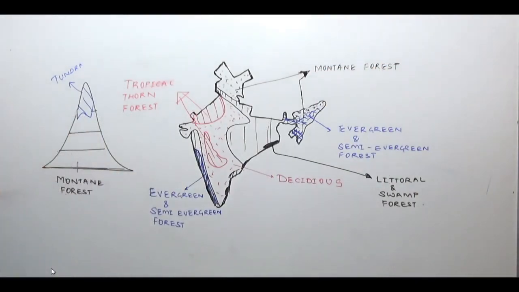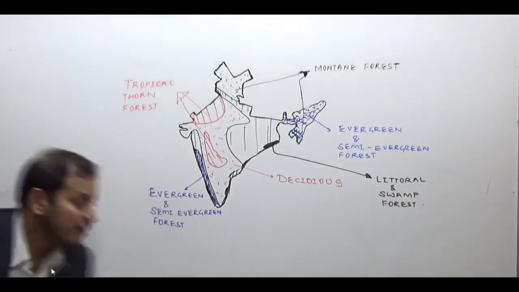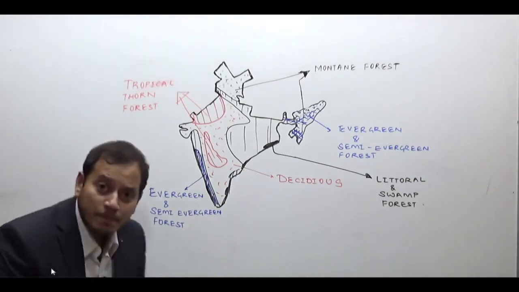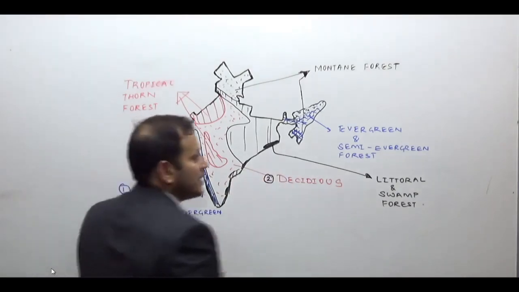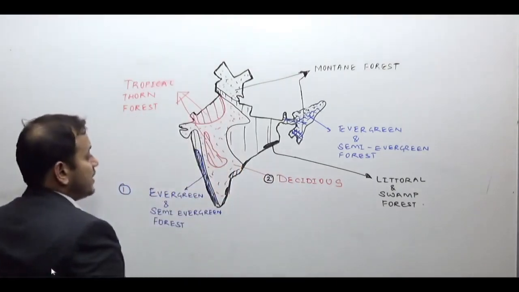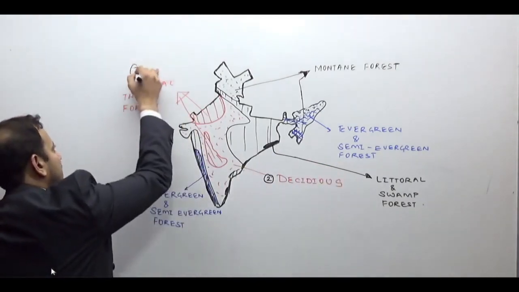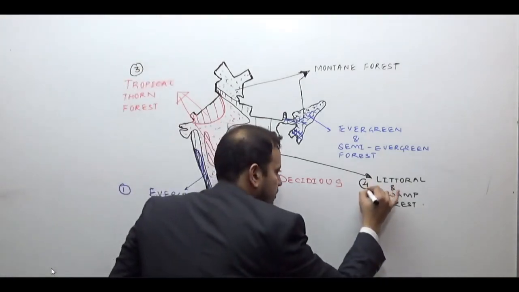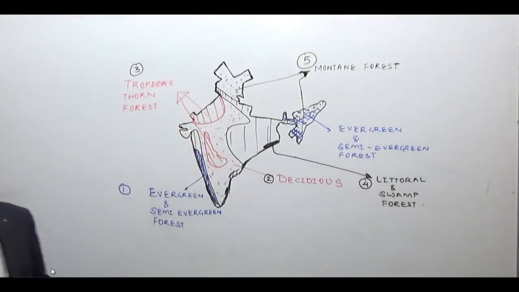So, how many types of forests are there in India? It is so easy to remember the types of natural vegetation in India. It is evergreen and semi-evergreen forest in the areas of high rainfall. It is tropical deciduous forest in the areas of less rainfall. After that we have tropical thorn forest. We have littoral and swamp forest, and lastly we have mountain forest.